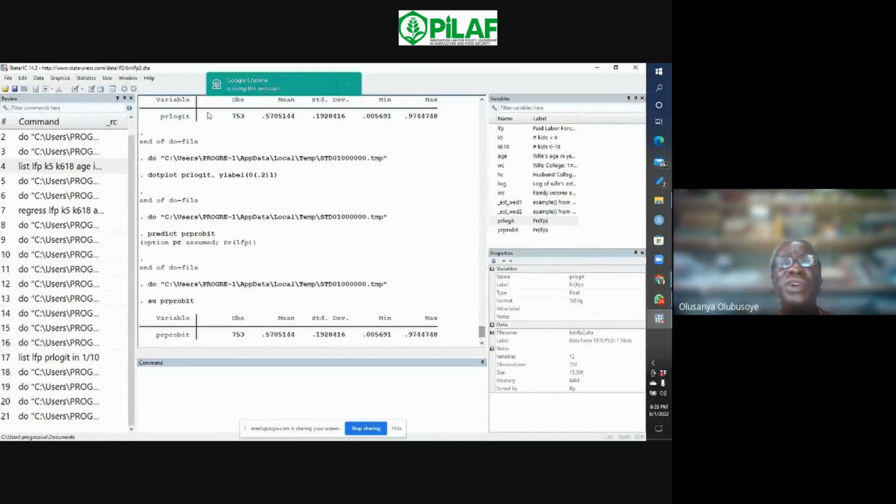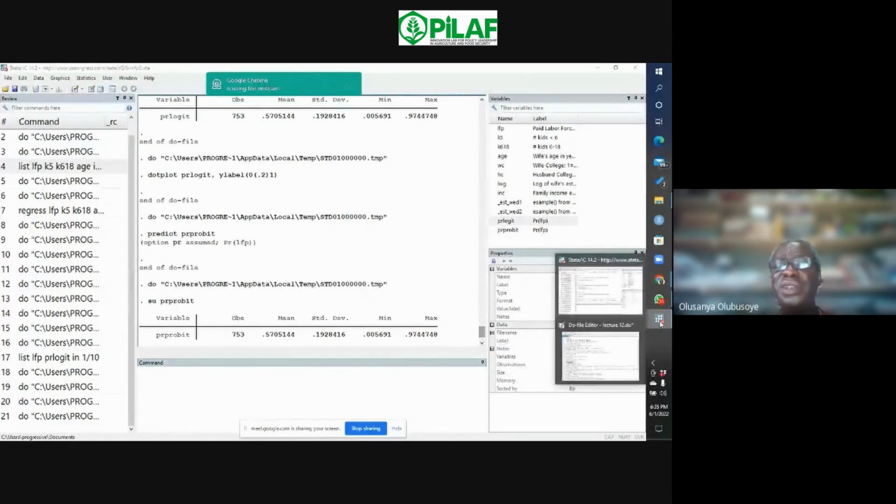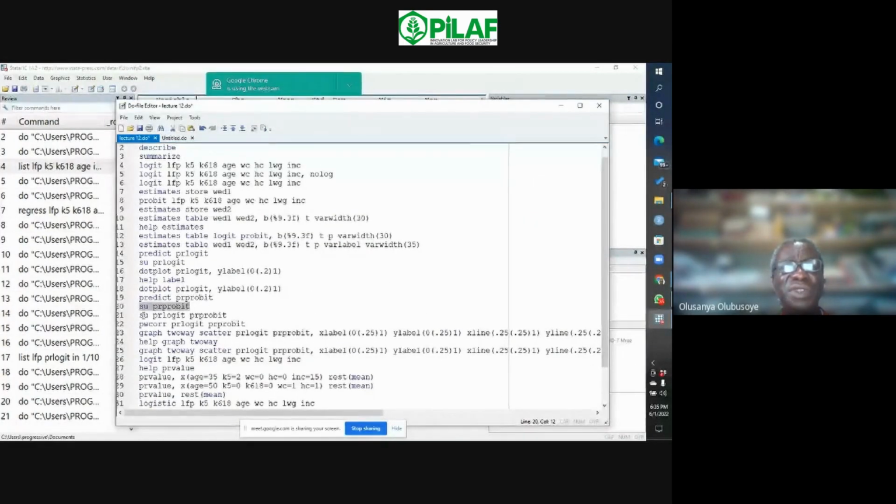This is the one from Logit. Look at the maximum there, look at the maximum here, look at the minimum here, look at the minimum here, look at the standard deviation in the Logit. They seem to be the same. But let's continue to see whether they are actually the same.